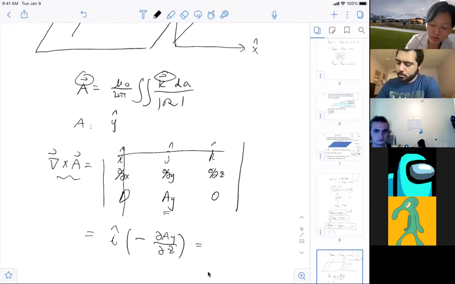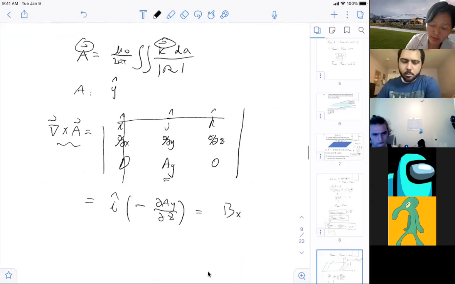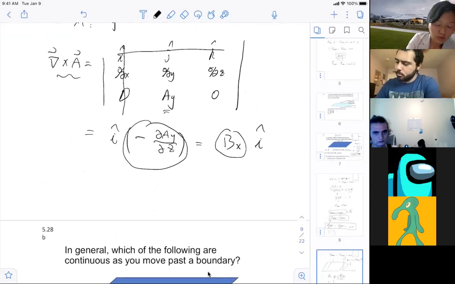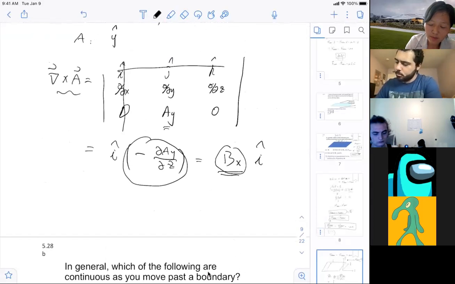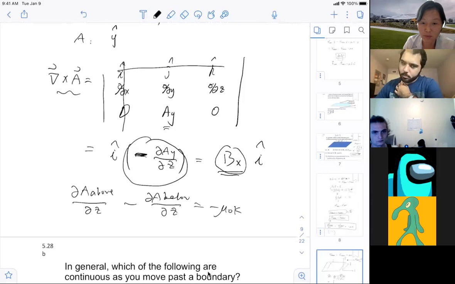And curl of A is equal to B, right? Because equal to B. B is in the X direction. So it's going to equal to BX I hat. Okay. So since the B above minus B below is mu naught K, which means dA above dZ minus dA below dZ is going to be negative mu naught K because you have a negative sign coming from here.